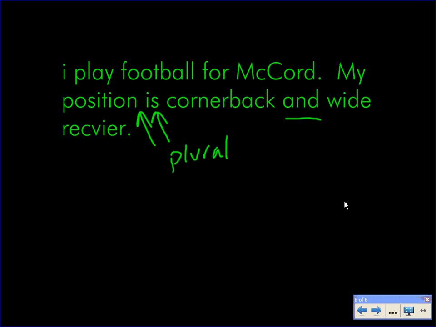Now, here's the problem. I haven't necessarily solved the single clause problem because he still only has a single clause. Still, the sentence is better. I play cornerback and wide receiver for McCord football. Still, he has one clause. Yes, Colton? Yep, that would work as well. That would combine the two into one sentence. But it's still a single clause sentence. So, Mason, you might take a look at combining other sentences to make multiple clauses.